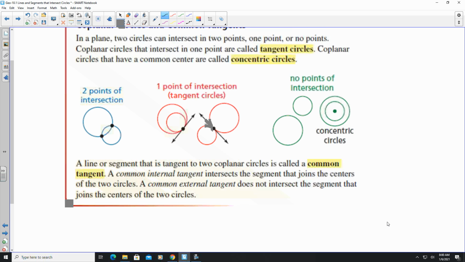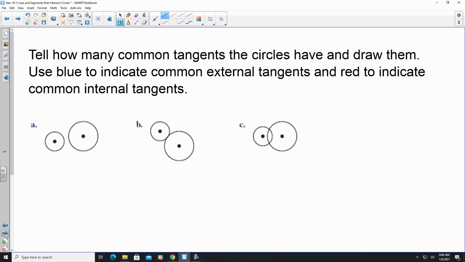Looking at common tangents, there are two different types of tangencies. You can have common interior tangents and common exterior tangents. In the example, I'll explain what it means to be a common interior or a common exterior. In examples A, B, and C, it says tell us how many common tangencies the circles have and draw them. Use blue to indicate external tangencies and red to indicate any internal tangencies.